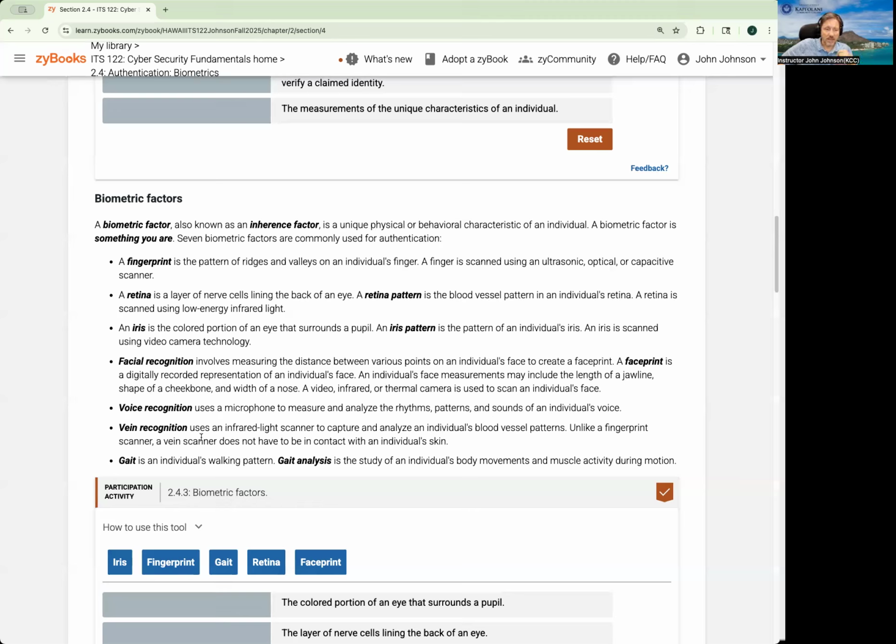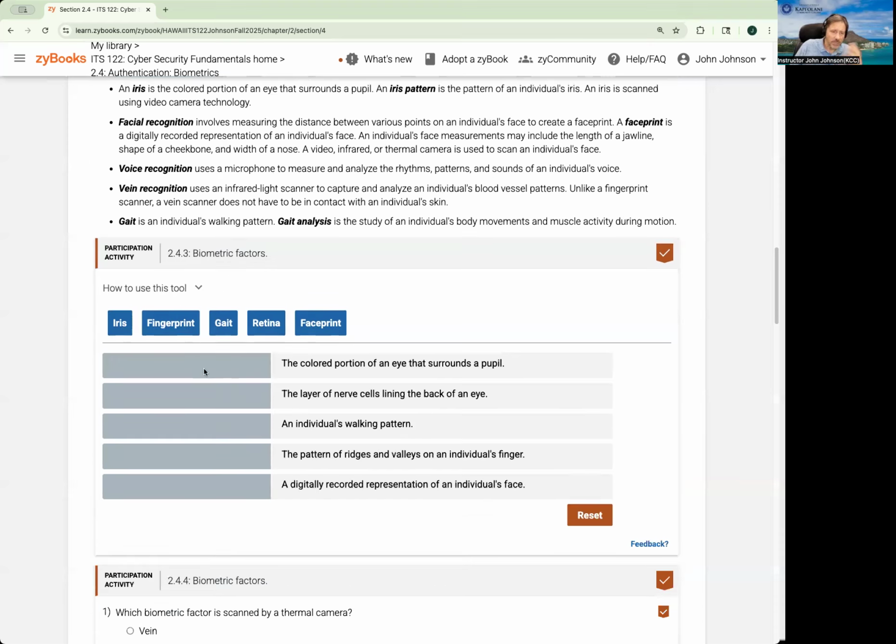Then we've got gait. Talked about gait before. Gait is an individual's walking pattern. So gait analysis is a study of an individual's movement and muscle activity during motion. My guess, aside from the funny comments before, was perhaps they can see you on a security camera and use that information to verify who you are before you get to an actual point.